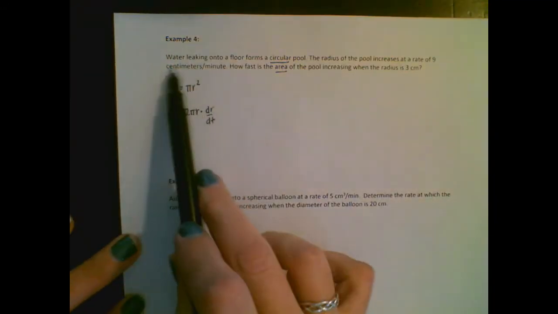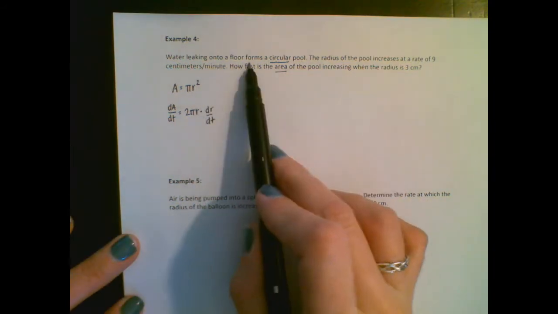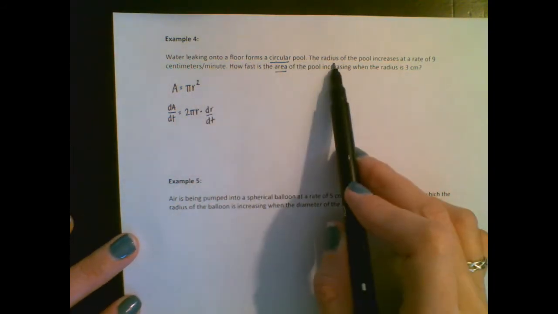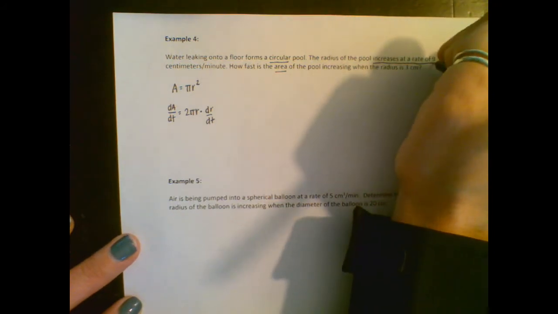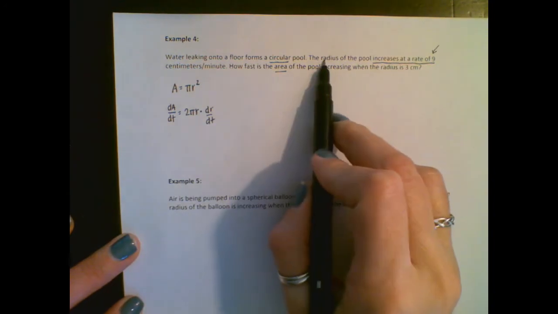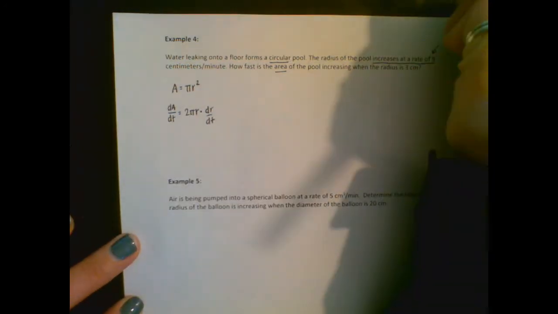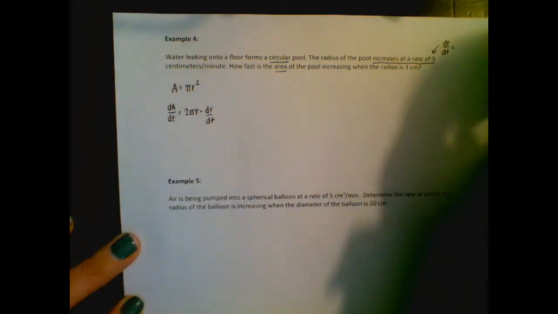And then I'm going to pick through and say, okay, what do I have? What do I need? So water leaking onto a floor forms a circular pool. The radius of the pool increases at a rate of 9 centimeters per minute. So this is actually my radius rate of change, so this is going to be dr/dt. And since we are increasing, this is going to be a positive 9.